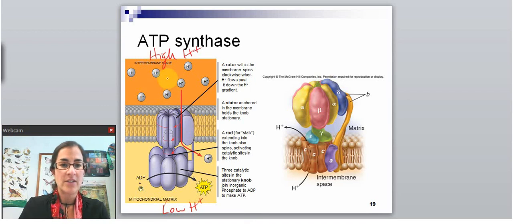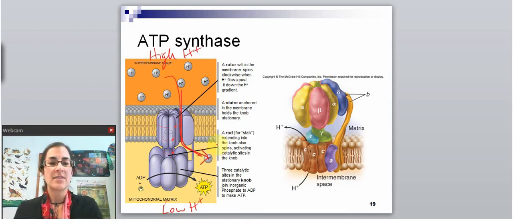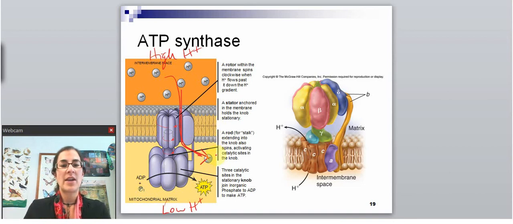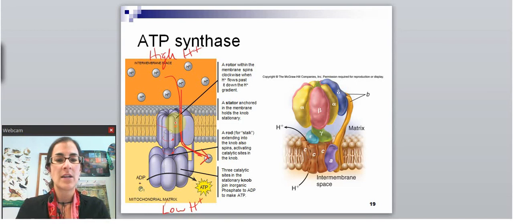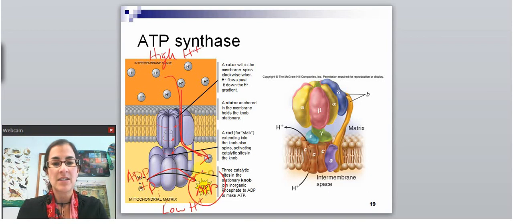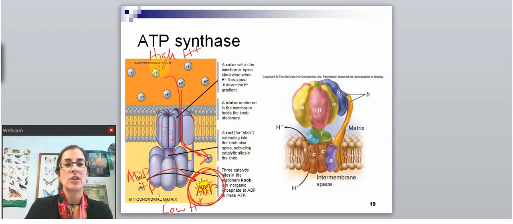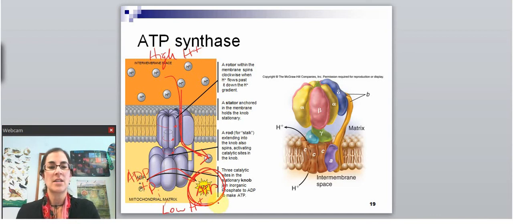And because it's high on this side, hydrogen ions will diffuse through ATP synthase. And when they diffuse through ATP synthase, they cause this part of the protein, my analogy being the turbine, to spin. That kinetic energy that's transformed from the gradient is then used to take ADP and add an inorganic phosphate to make ATP. So that's how we get gradient energy converted to kinetic energy, converted to the chemical energy in ATP.